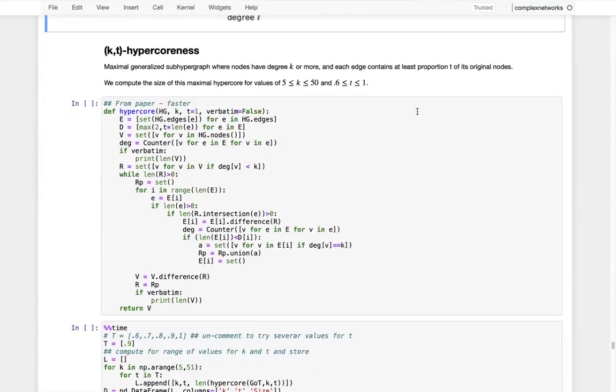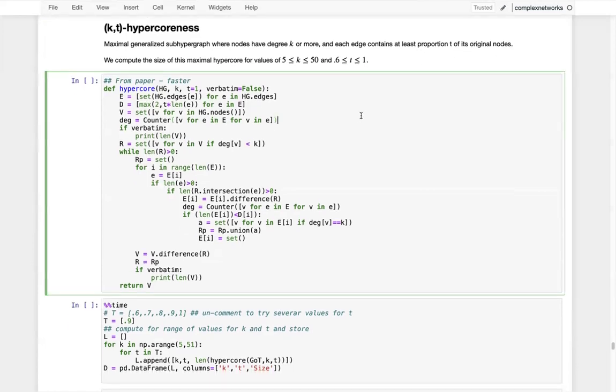And also in the book, we discussed the notion of coreness, more specifically this definition of KT hypercore. So remember, the KT hypercore is the maximum subgraph where the node has degree k or more, and each edge contains at least a proportion t of its original nodes. Okay. So that is really an extension of what you can do with graphs, where all the edges are of size 2. Now you can include edges that don't contain necessarily all the vertices, so long as they contain at least proportion t of the original vertices.